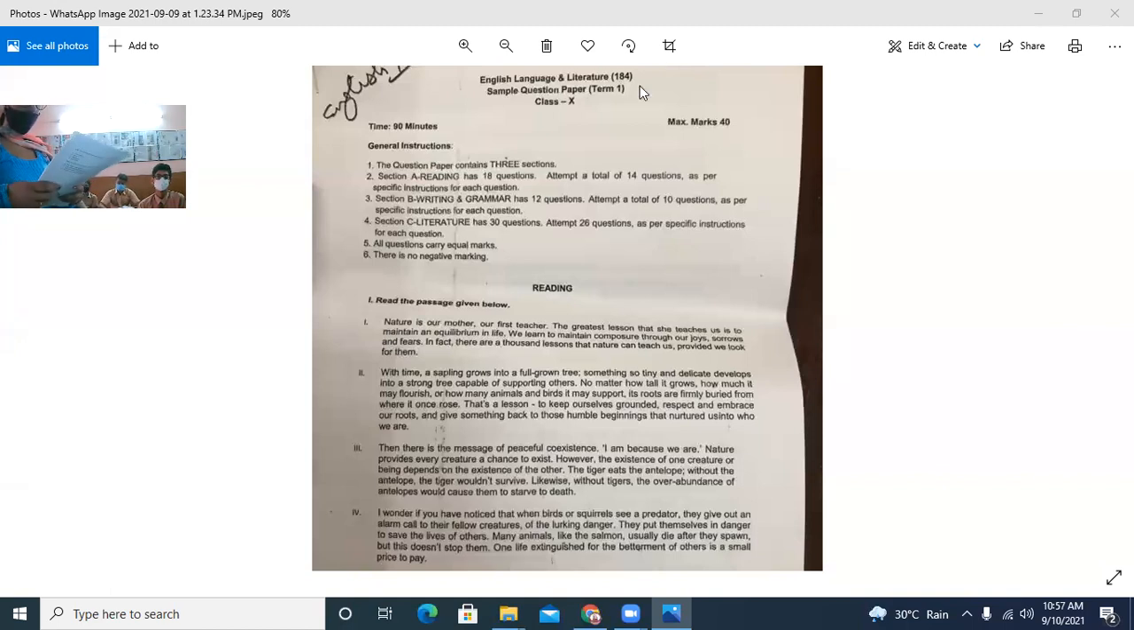And no matter how tall it grows, how much it may flourish, or how many animals and birds it may support, its roots are firmly buried from where it once rose. That's a lesson: to keep ourselves grounded, respect and embrace our roots and give something back to those humble beginnings that nurtured us into who we are. So here is the supporting nature, how we should be supporting others.